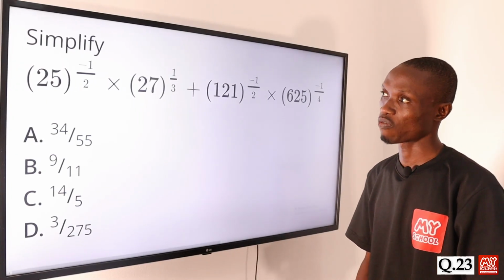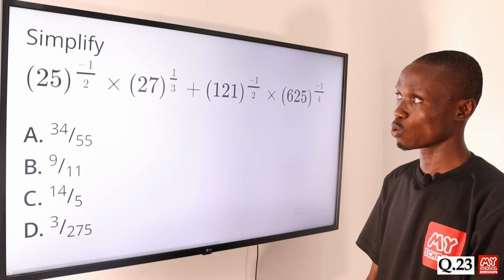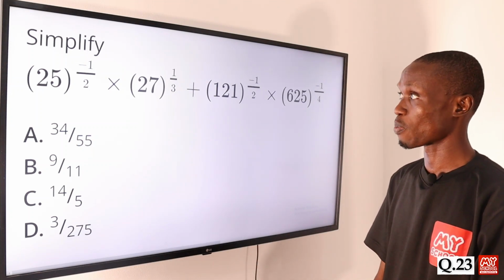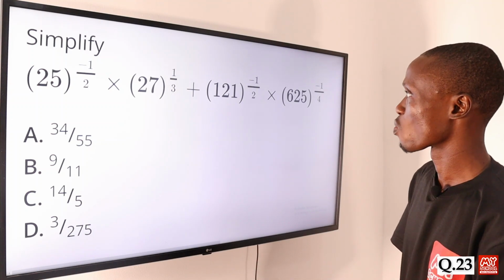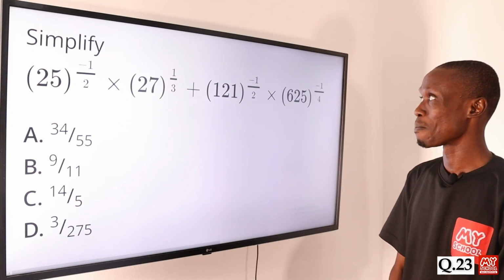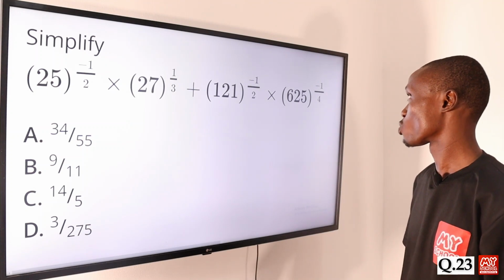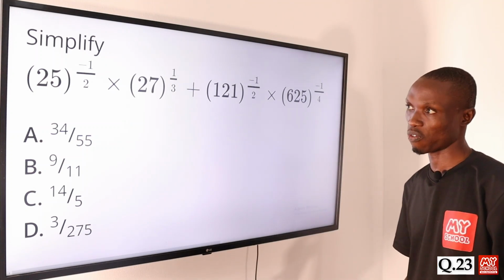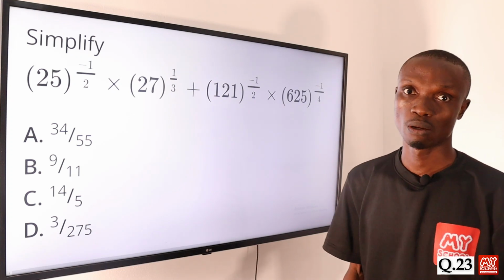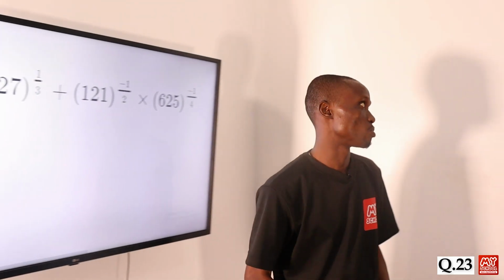Question 23. Simplify 25 raised to power minus 1 over 2 times 27 raised to power 1 over 3 plus 121 raised to power minus 1 over 2 times 625 raised to power minus 1 over 4. So let's return back to the board to provide answer to this question.